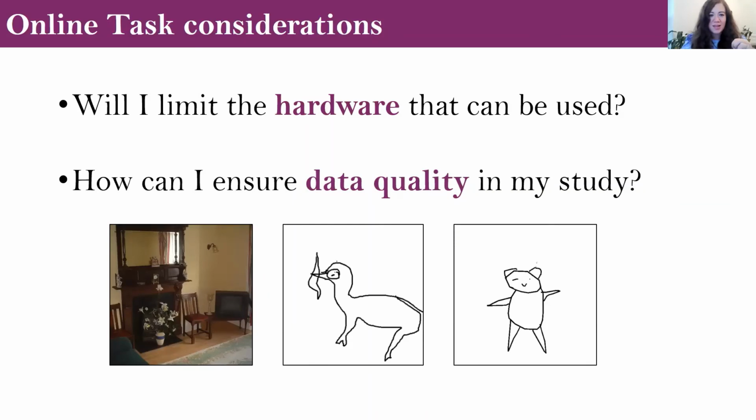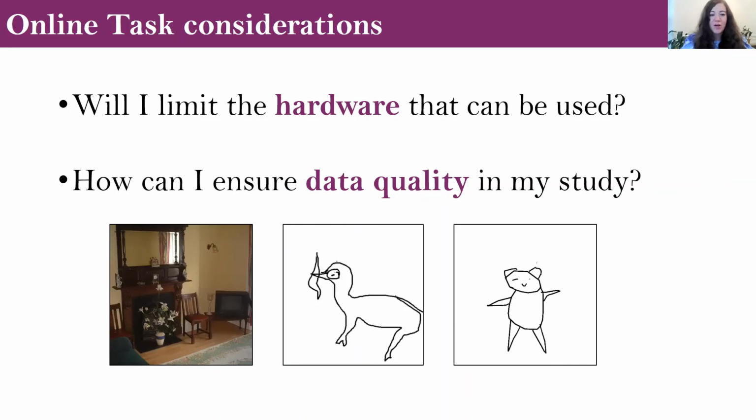For online tasks, there are also some other things you need to think about. So first, will I limit the hardware that can be used? Nowadays, people use many different types of devices in order to participate in experiments. So someone might use a mouse, someone else might use a trackpad, someone might use a mouse nub on their keyboard, someone else might use a finger, and someone else might use a stylus. And so do you want to impose limitations on your participants on what hardware they can use? Because you can imagine that drawings done with a stylus might be of a much higher quality than drawings done with a trackpad on a laptop.